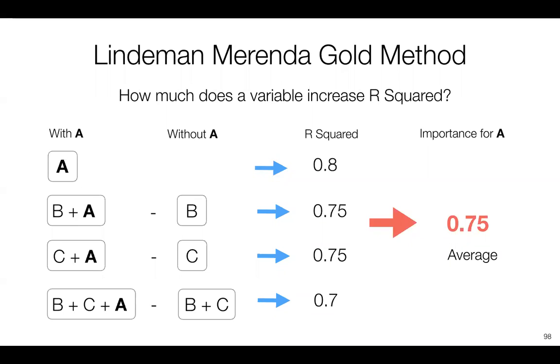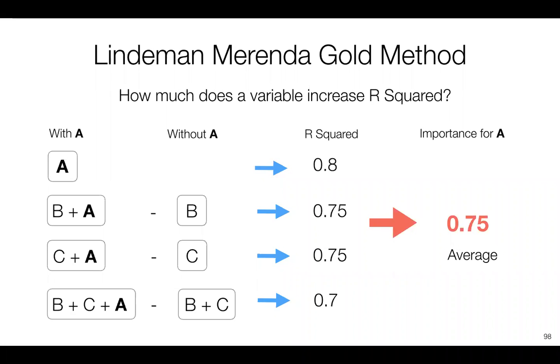But anyway, to calculate this, let's say we're interested in A. What's going to happen is it creates a model for every single possible combination it can. So it's just A, and builds a model on A plus B, or A plus C, or A plus B plus C, and so on. And then you build a model without A.